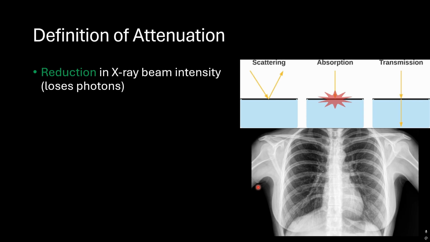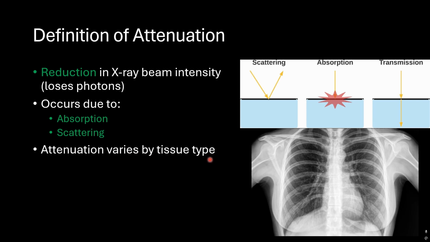Now let's talk about attenuation. What do we mean by attenuation? It's the reduction in X-ray beam intensity, or losing photons in our beam. It occurs due to absorption and scattering. So when I say attenuation, I mean the contribution of these two, not only absorption but also scattering. For the scattering, the photon goes in a different direction, and for the absorption, it is fully absorbed by the material, and these two contribute to our attenuation.